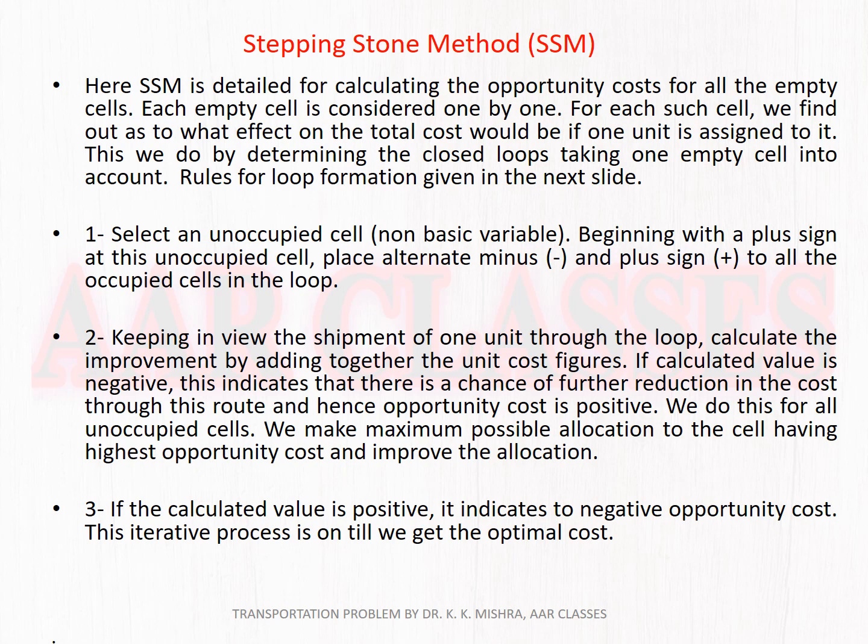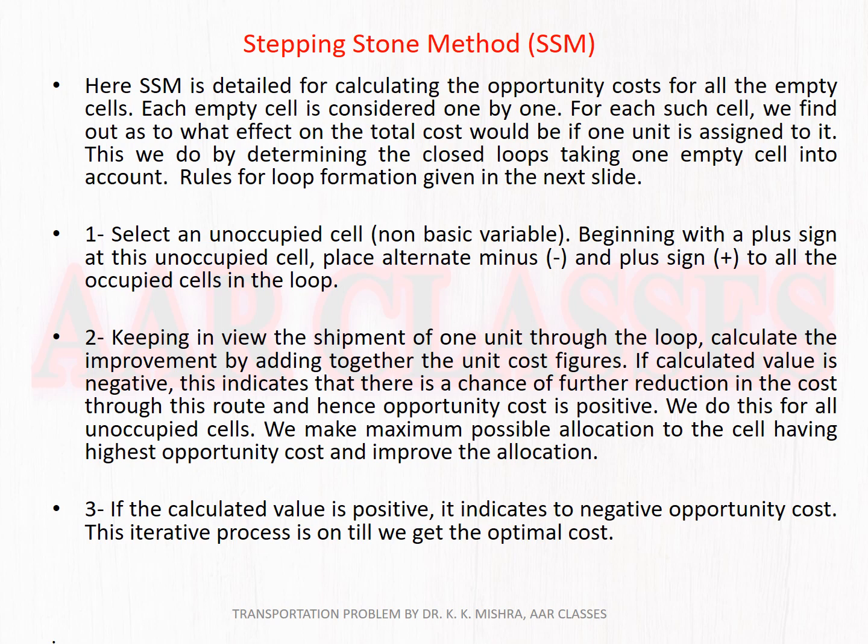Steps involved here are: first, select an unoccupied cell, that is obviously a non-basic variable. Beginning with a plus sign at this unoccupied cell, place alternate minus and plus signs on all the occupied cells in the loop. Keeping in view the shipment of one unit through the loop, calculate the improvement by adding together the unit cost figures. If the calculated value is negative, this indicates that there is a chance of further reduction in the cost through this route and hence opportunity cost is positive. We do this for all unoccupied cells.